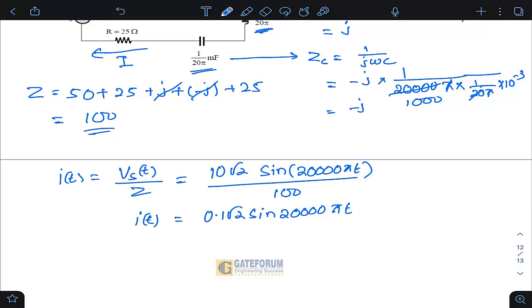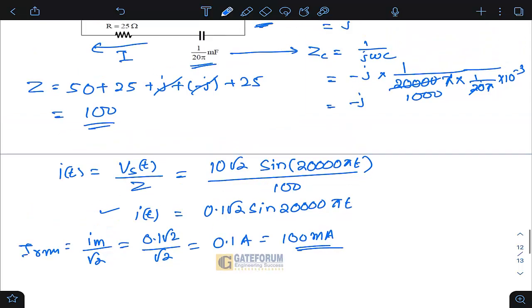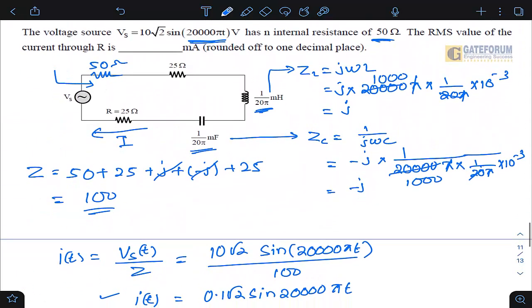But what are we supposed to find? We are supposed to find the RMS value of this. So IRMS is nothing but, in a sinusoidal quantity, peak value or maximum value divided by root 2. So it is 0.1 root 2 divided by root 2. So root 2 cancels out. It is coming as 0.1 ampere. But we are supposed to give the answer in milliampere units. So 0.1 ampere is equivalent to 100 milliampere.